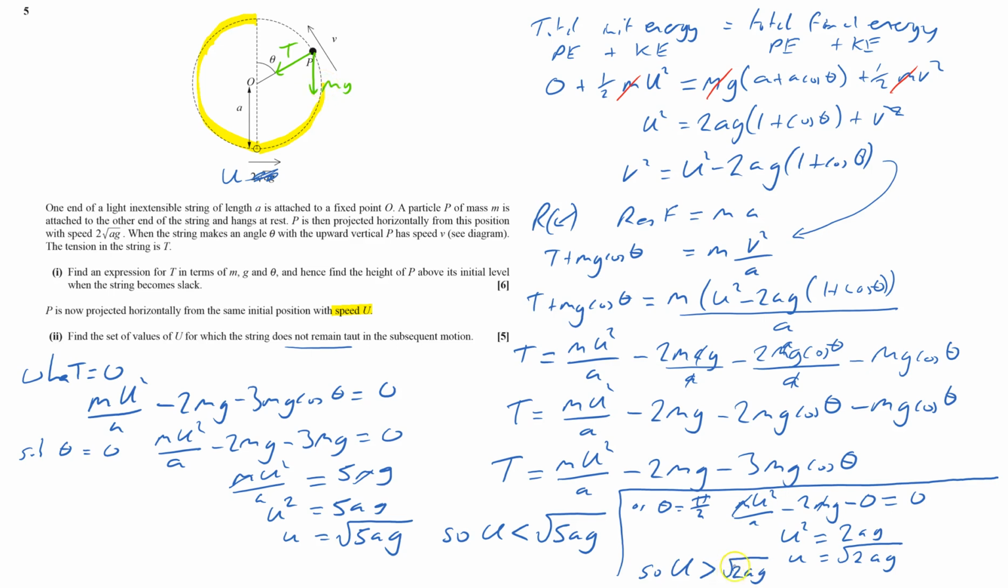It's got to go slack. So u's got to be above this and below that, so I would write down that root 2ag is less than u, which has got to be less than root 5ag. And if that's the case, then the string will not remain taut, i.e. it will go slack somewhere between theta is pi over 2 and theta is 0, somewhere there. And that's the second part of 5 done.